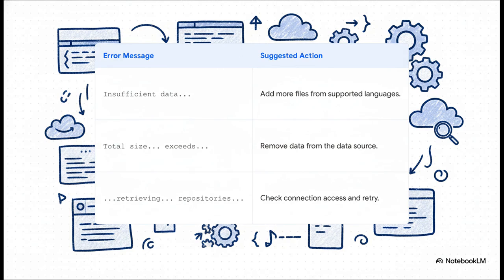And thankfully, they make troubleshooting pretty manageable. The console gives you really clear error messages with straightforward fixes. For example, if it says insufficient data, well, the action is to add more source code. If the size is too big, you remove some data and update. If it can't retrieve a repository, you check your connection's access. The whole feedback loop is designed to be super clear and actionable.